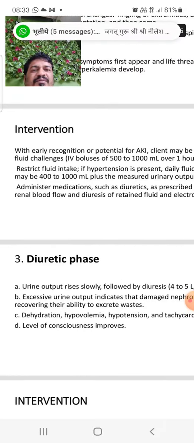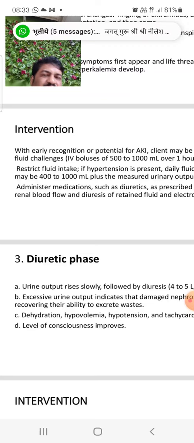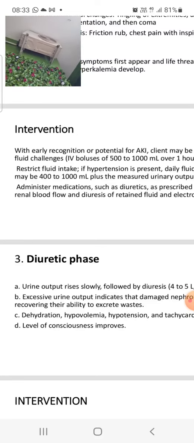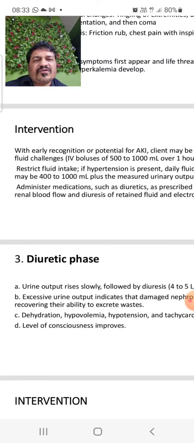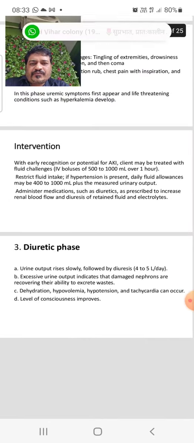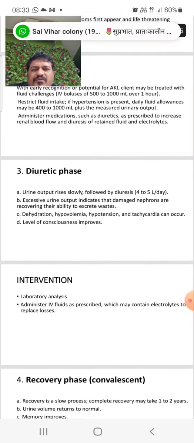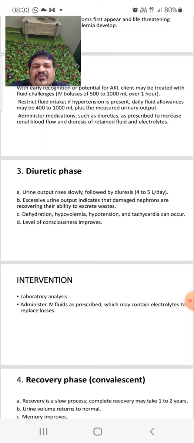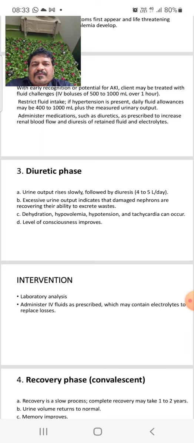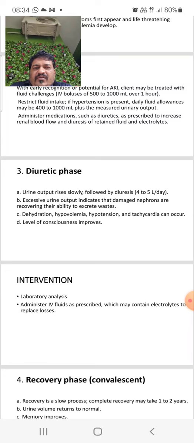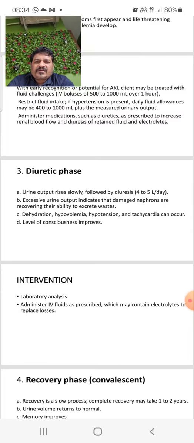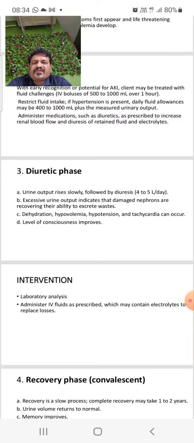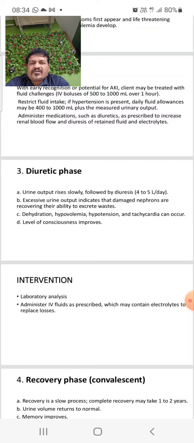So what are the interventions? You have to give fluid challenge therapy, in which you give an IV bolus of 500 to 1,000 ml for only 1 hour. Okay, so in the diuretic phase, urine output rises slowly, followed by diuresis of 4 to 5 liters per day. In the diuretic phase, we are seeing 4 to 5 liters per day. Second, excessive output indicates that damaged nephrons are recovering their ability to excrete waste. This is the recovery phase.